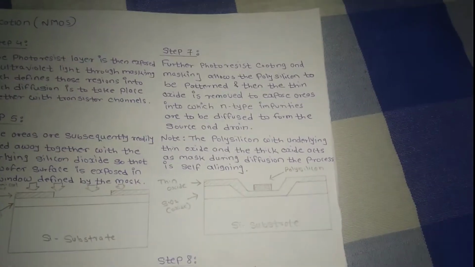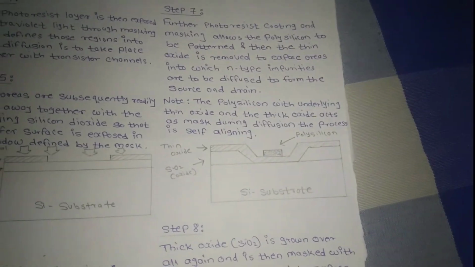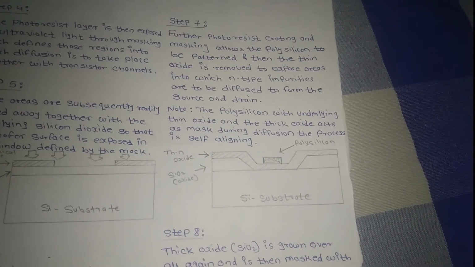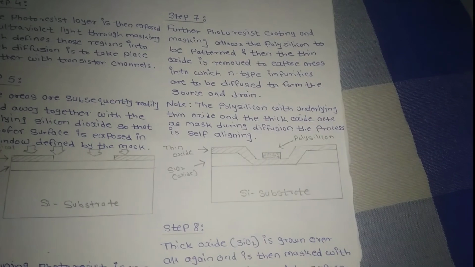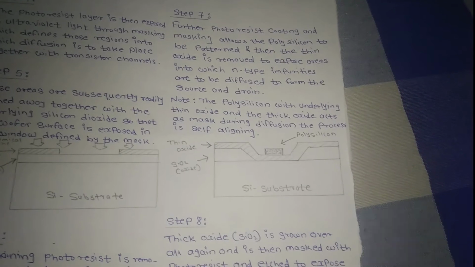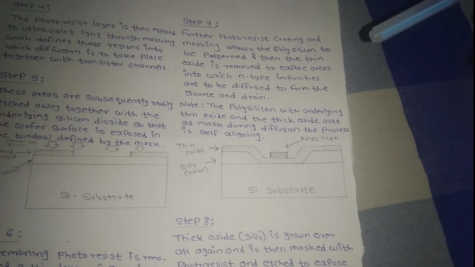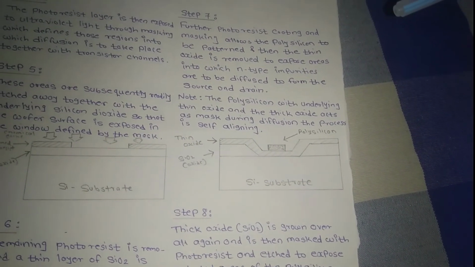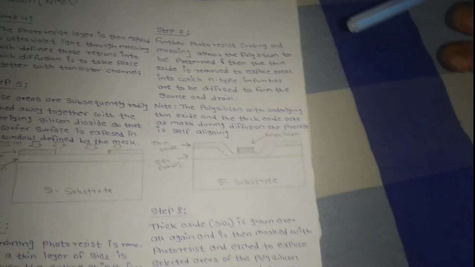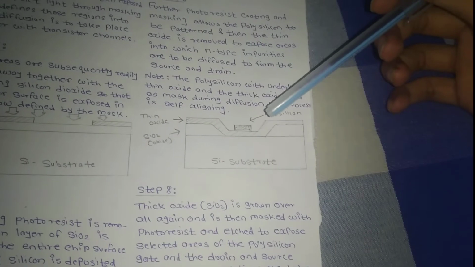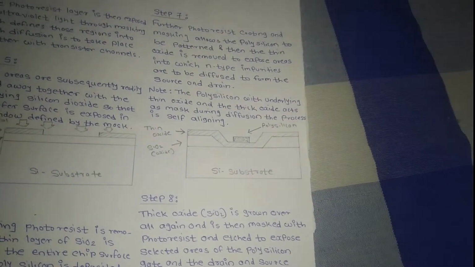In step 7, further photoresist coating and masking allows the polysilicon to be patterned, and then the thin oxide is removed to expose areas into which N-type impurities are to be diffused to form the source and drain. Note that the polysilicon with underlying thin oxide and the thick oxide acts as a mask during diffusion. The process is self-aligned. After step 7, it looks like this: thin oxide, the polysilicon coating, and it allows the poly to be patterned.